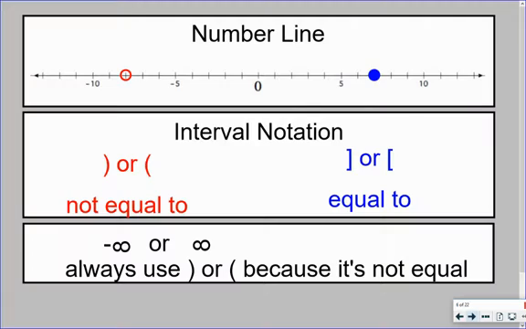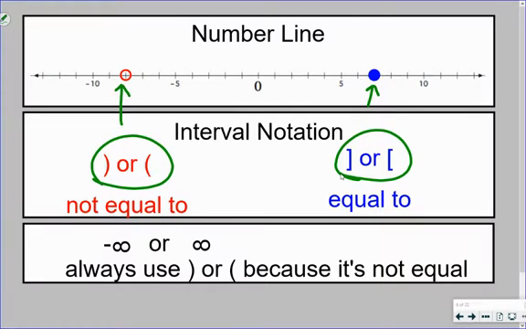So this is just kind of a summary. You can pause it, you can take a picture of it, do whatever, but there is a summary for you. These brackets right here mean equal to, they're a closed circle. The parentheses mean not equal to, they're an open circle. When you use the infinities, you're always going to use parentheses. Now how are we going to use this?